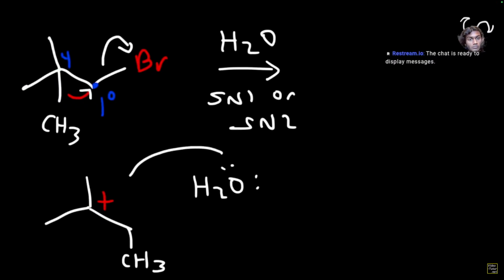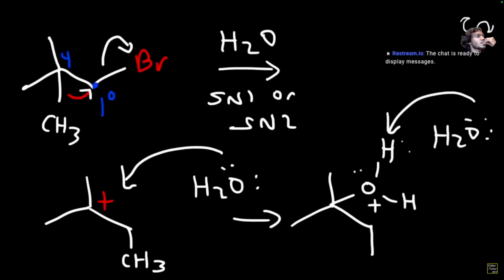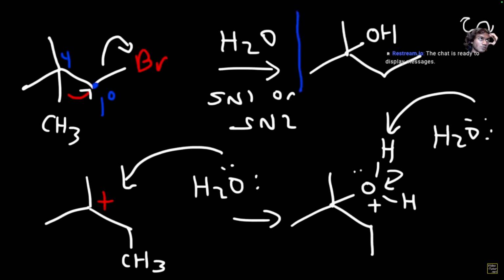So now the water is going to attack the carbocation, giving us this intermediate. And we know the final step is the removal of a proton. So therefore, our answer, we can draw it like this. We only get one major SN1 product. And we don't have a chiral center, so we're not going to be concerned with stereochemistry.